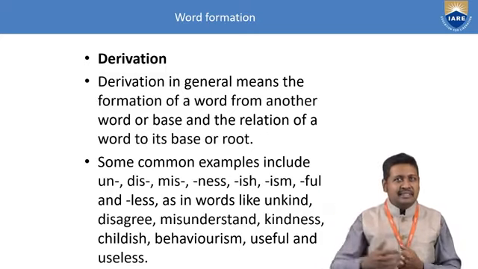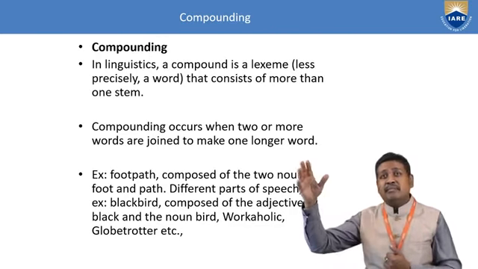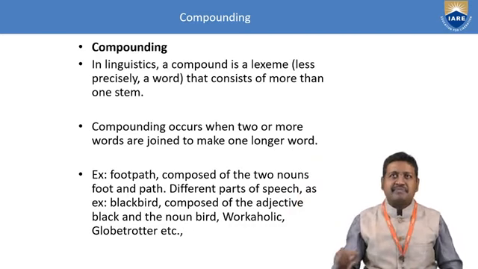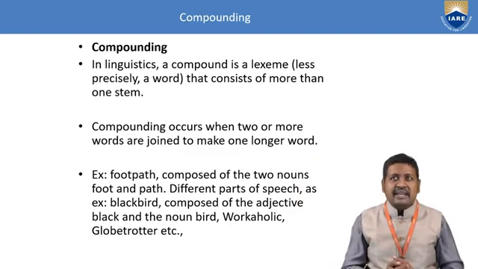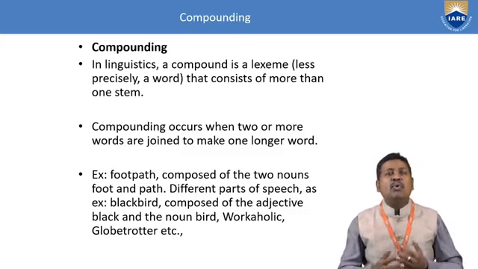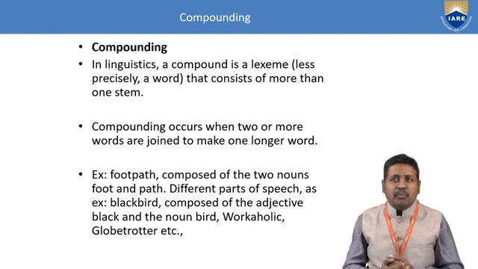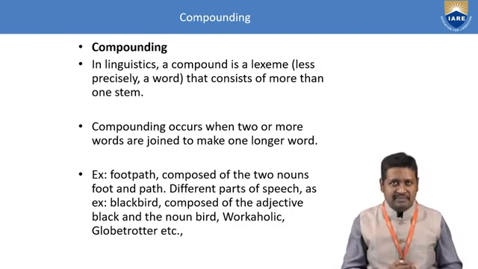Let's go and see the rest of the methods. The rest of the 5 methods of word formation. Compounding. The second one is compounding. What is this? In linguistics, a compound is a lexeme, less precisely a word, that consists of more than one stem. Compounding occurs when 2 or more words are joined to make one longer word.